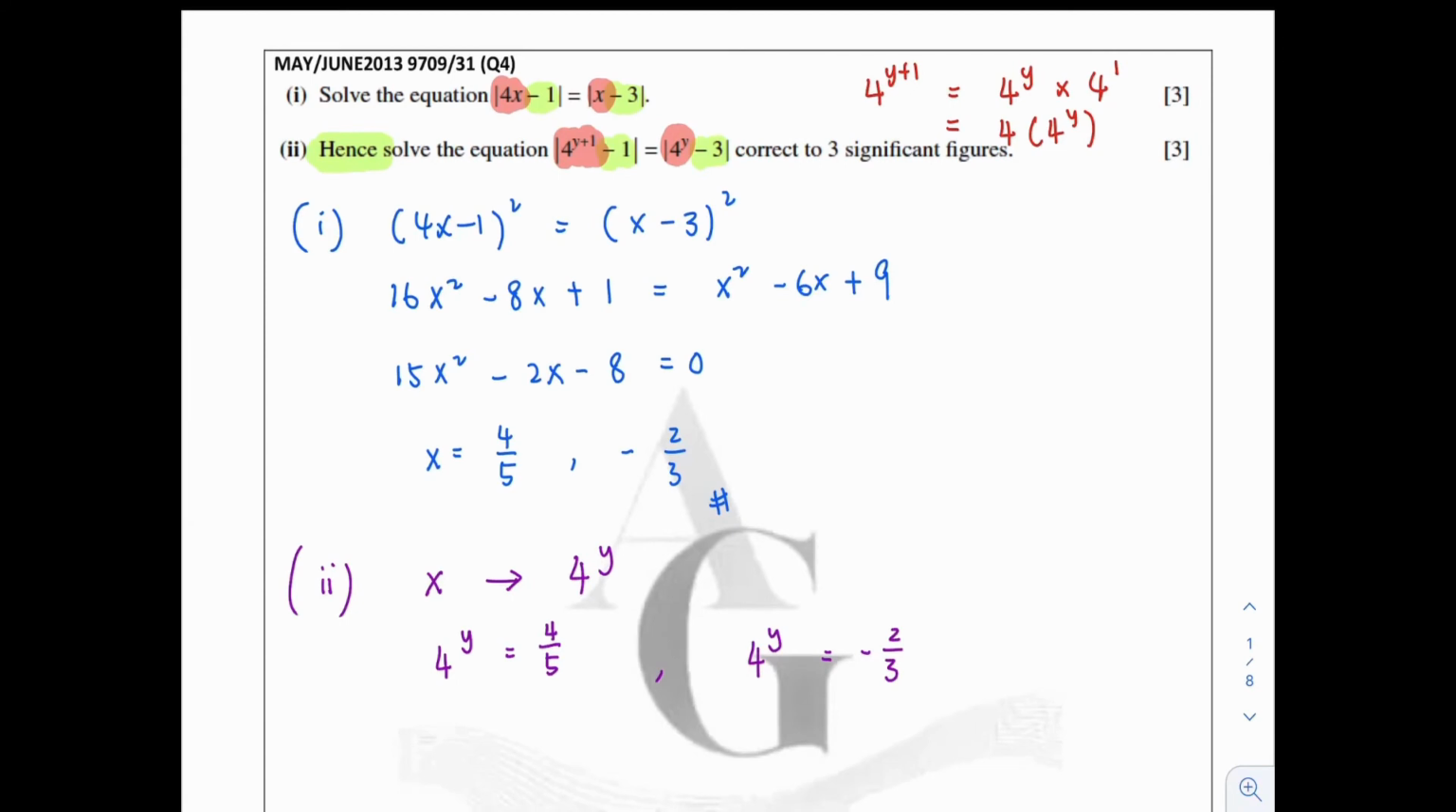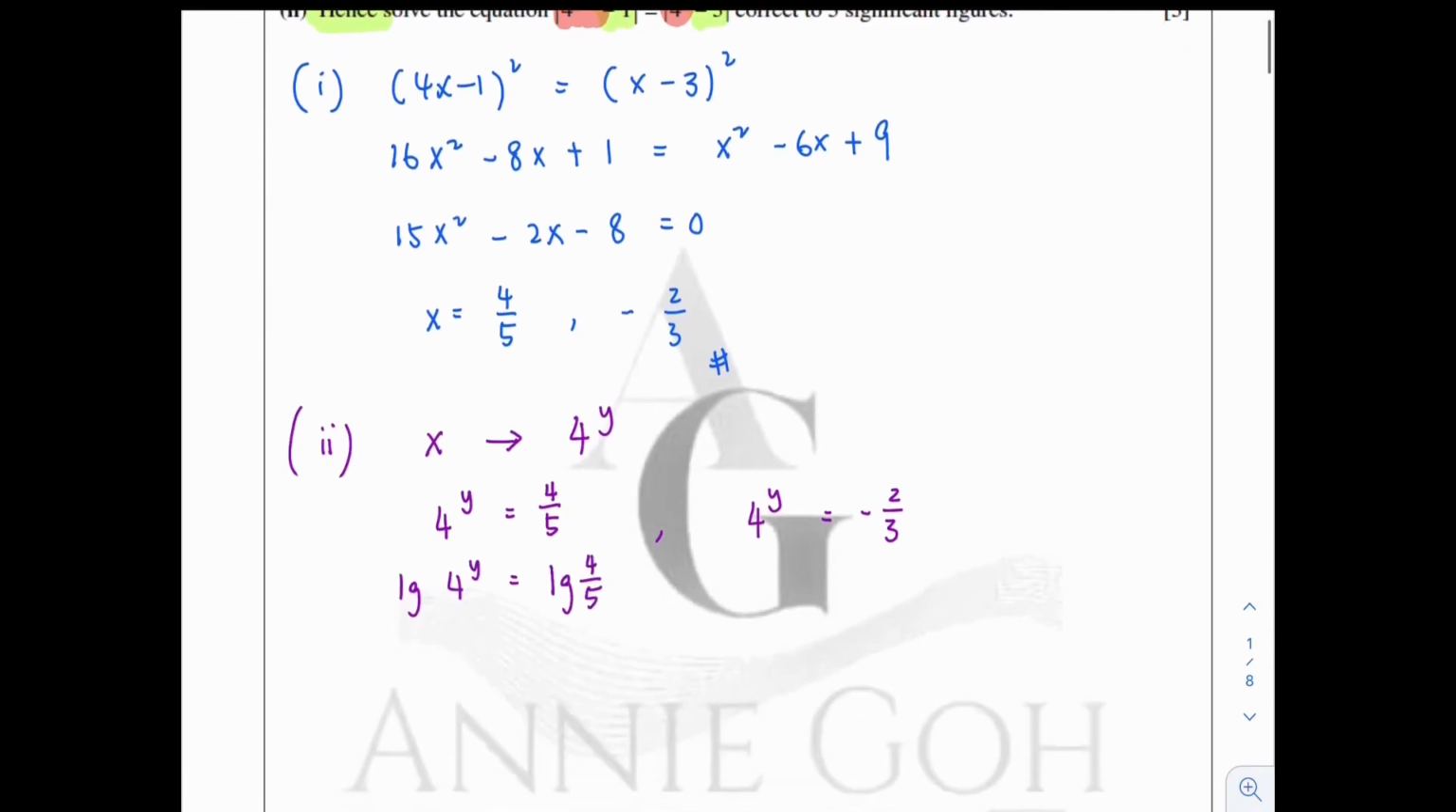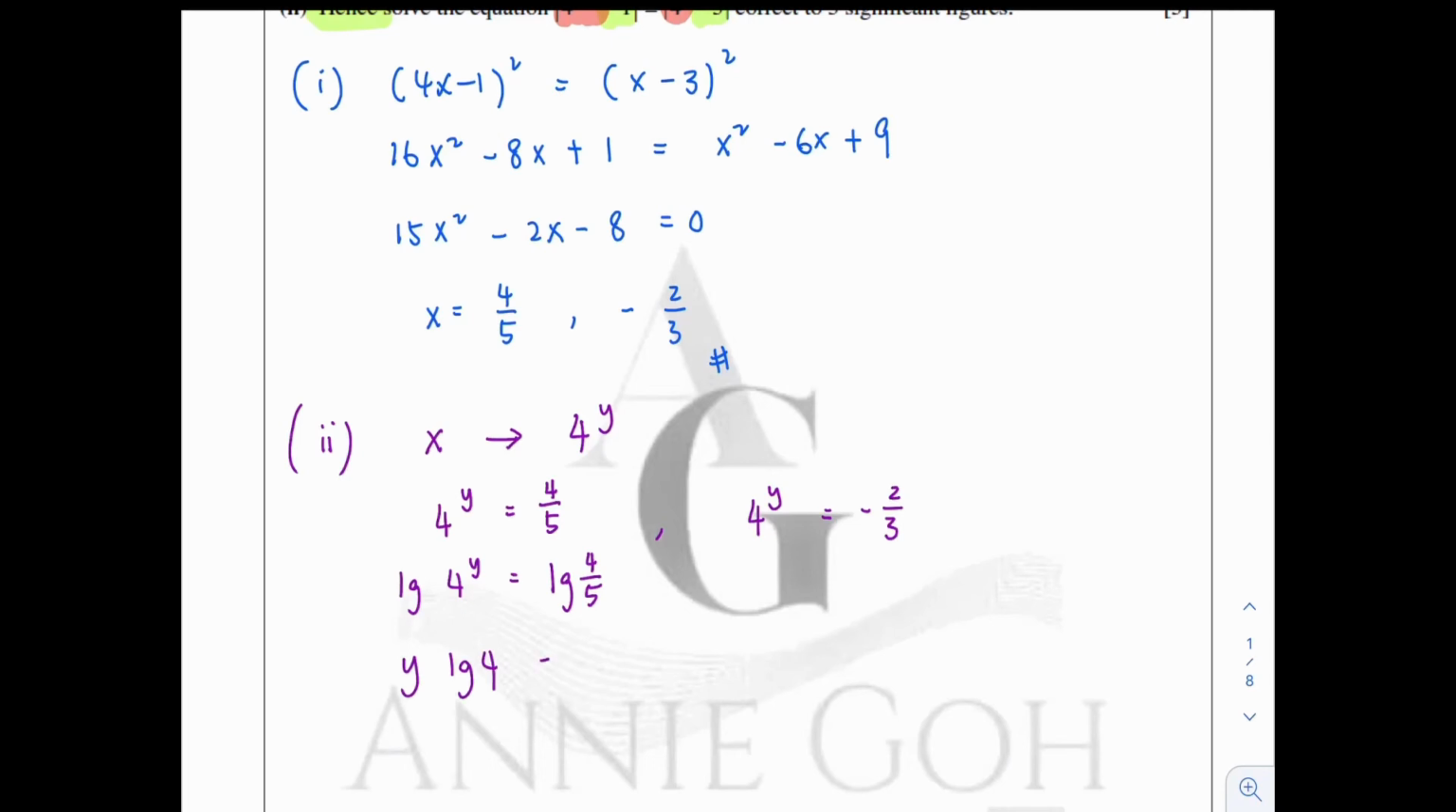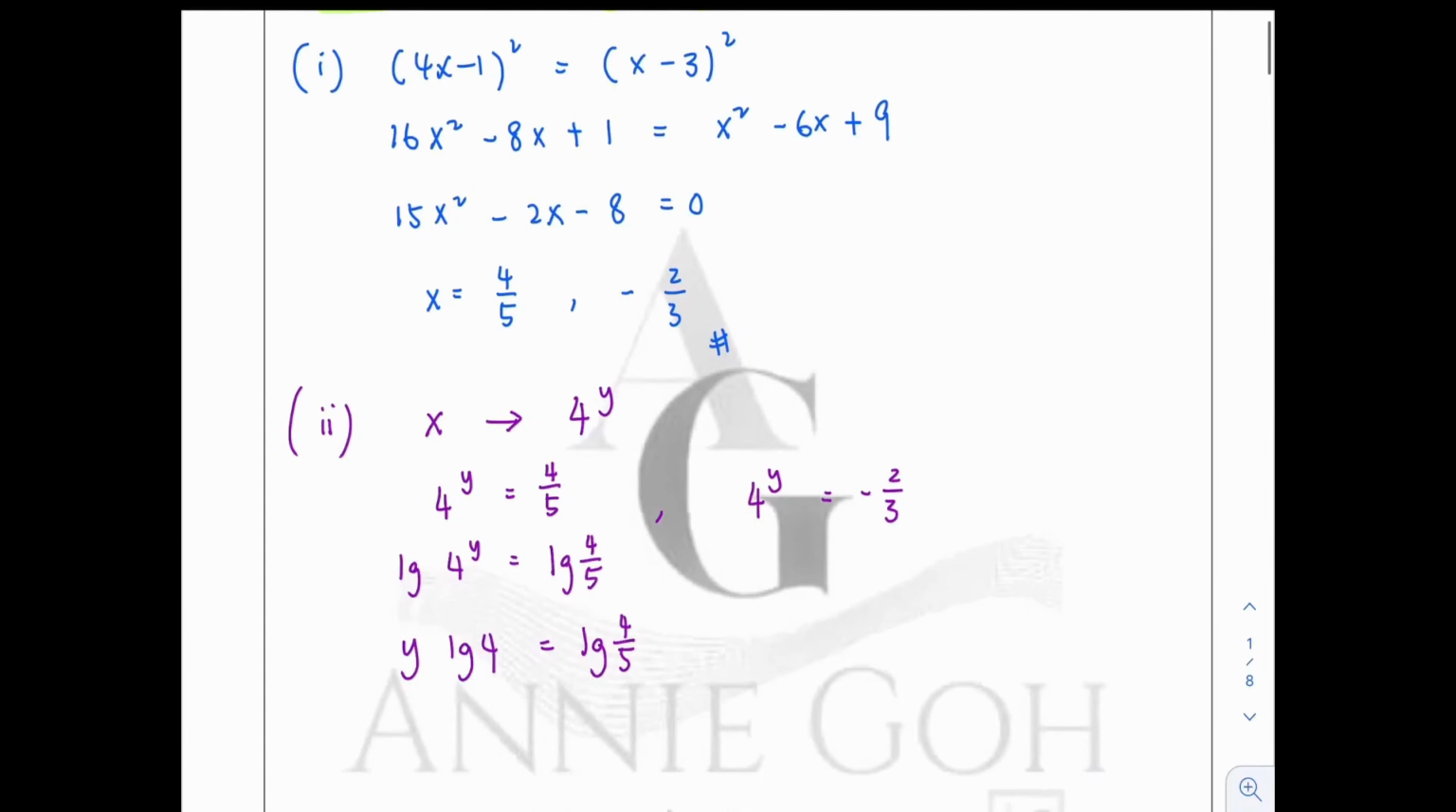So in order to get the y here, we just need to log both sides. So I will now add a log to both sides. And the y power here, you can actually bring down. So it becomes y log 4 equals log 4 over 5. Okay, so by using the calculator, you will get y equals negative 0.161, correct to 3 significant figures.